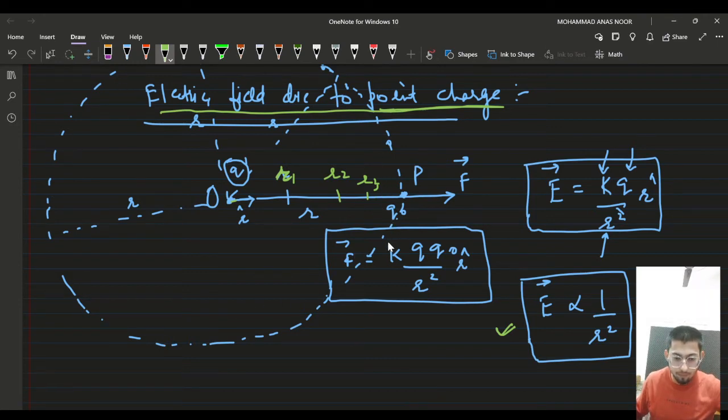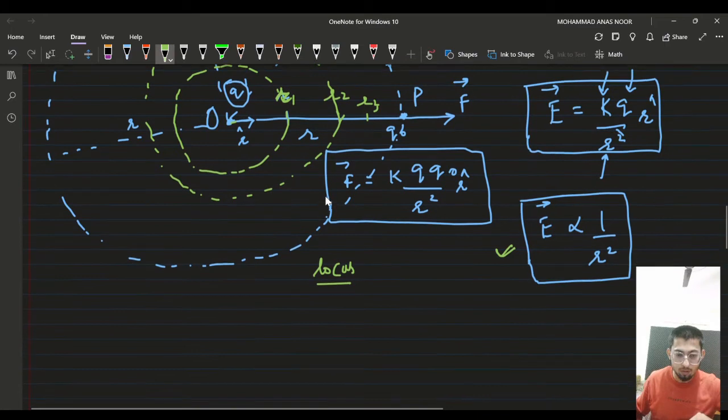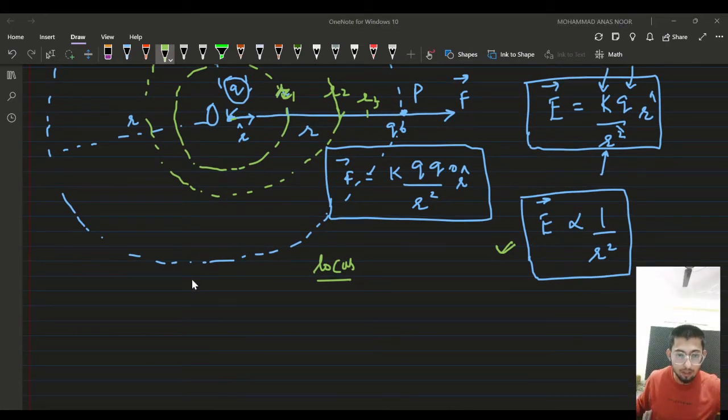Wait, what are you calling this? Locus. Okay, this is the locus, the spherical ball, you can say. So you can draw many balls now. On this r1 ball, the electric field would be fixed at any point. On this r2 ball, which is spherical, the electric field would be fixed, right? So that's why we say that such a field is called spherically symmetric.